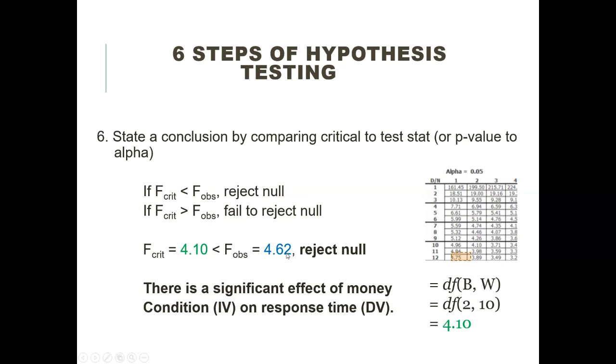And so my observed F value is greater than my critical value. And so I can reject my null hypothesis. I can conclude that there's a significant effect of my IV money condition on my DV response time. Or I could say something like the means of participants in the play money, the money prime, and the control group differ significantly.